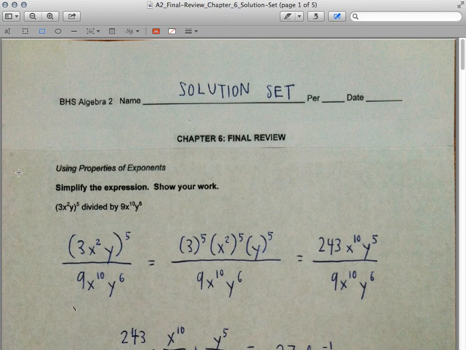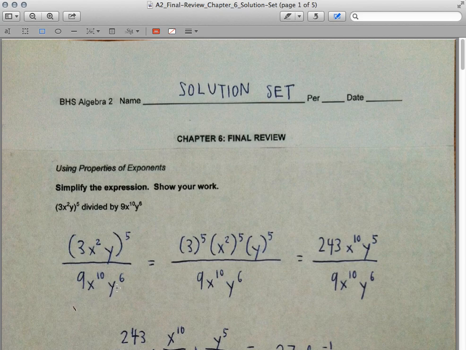Now, we learned the properties of exponents on a very basic level, and now this is our chance to put those properties together and simplify more complicated expressions. The expression here is the value of 3x squared y all raised to the 5th power divided by 9 times x to the 10th times y to the 6th.